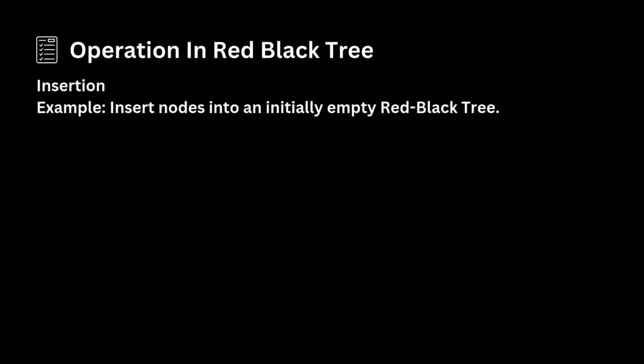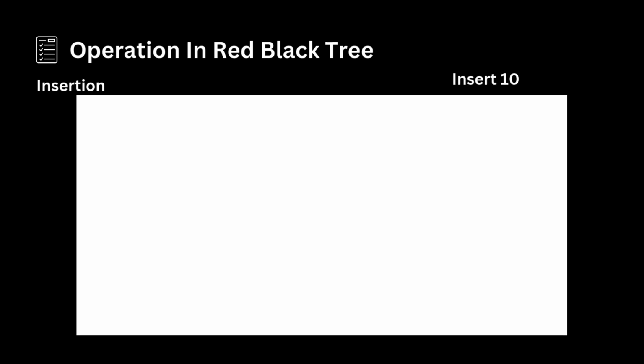Let's see the operations in the red-black tree. The first operation is the insertion operation. Example: insert nodes into an initially empty red-black tree. First insert 10. The first node becomes the root node and it is colored black. Next insert 20. Insert 20 as the right child of 10. It is colored red. New nodes are initially red.